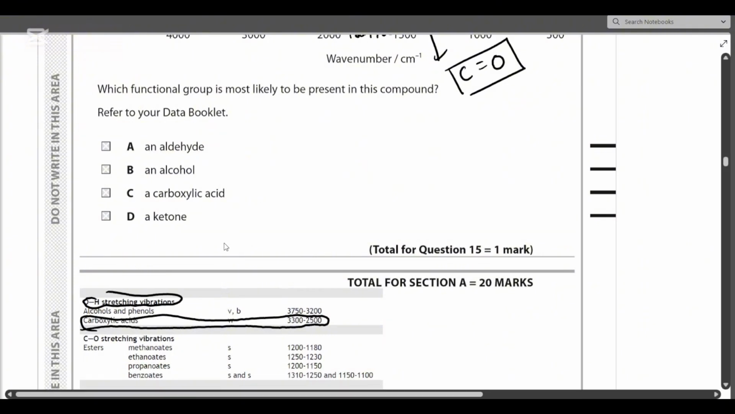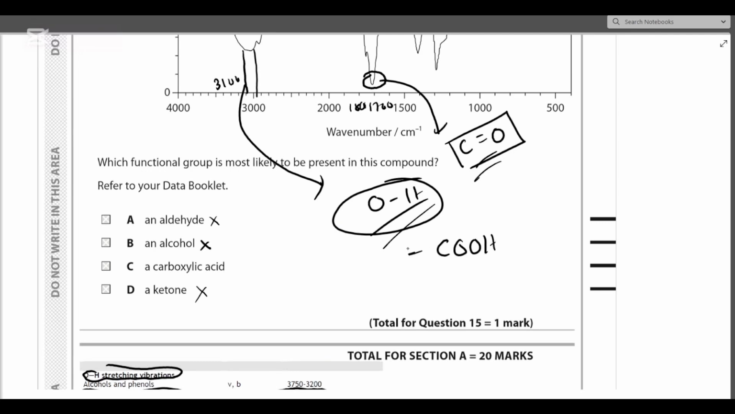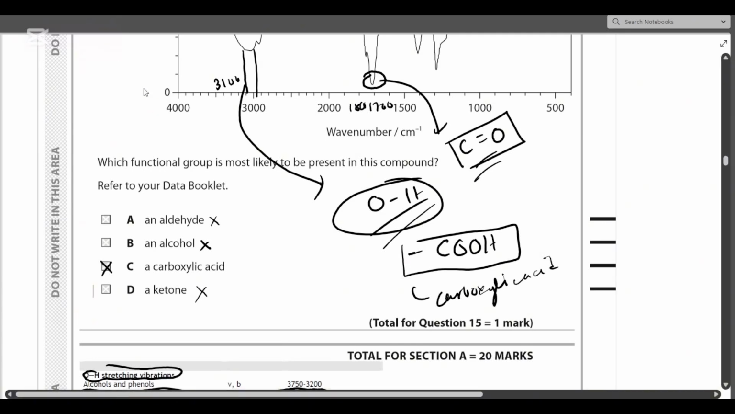So this signifies the presence of OH group. Now, since both of them are present, we cannot actually say that it is an alcohol or an aldehyde, not even ketone. It's only possible, since both of the functional groups are present, when we join them together, the only possible functional group is a carboxylic acid functional group. So our answer will be option C, down right here.